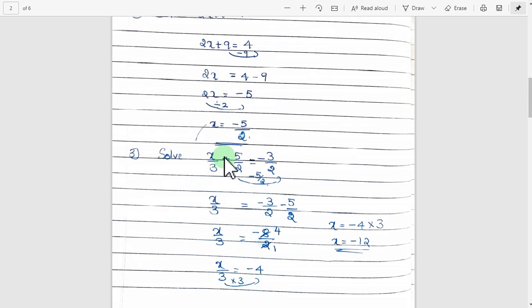Third question: x by 3 plus 5 by 2 is equal to minus 3 by 2. It contains fractions. Here you have to take the fraction plus 5 by 2 to the other side. When you take plus 5 by 2 to the other side, it becomes minus 5 by 2. x by 3 remains on the left hand side. x by 3 is equal to minus 3 by 2 minus 5 by 2.